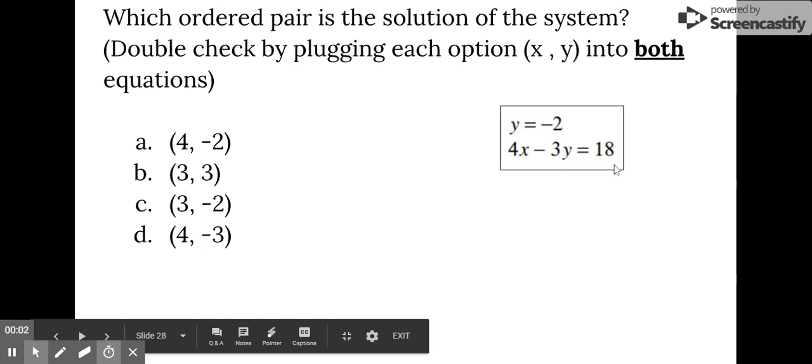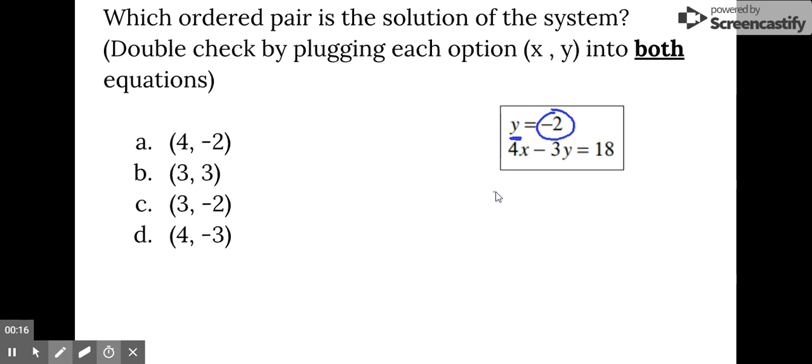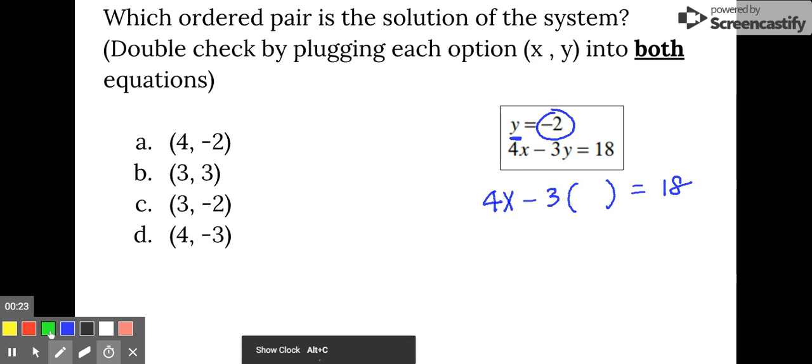So now we're going to solve this by substituting, because the first equation is already solved for one variable. So now you can use -2 instead of y. Now you rewrite the second equation and you're going to plug in y. What's the y value here? What's the y? It is -2.